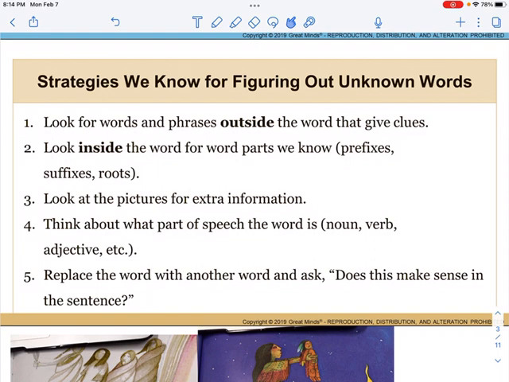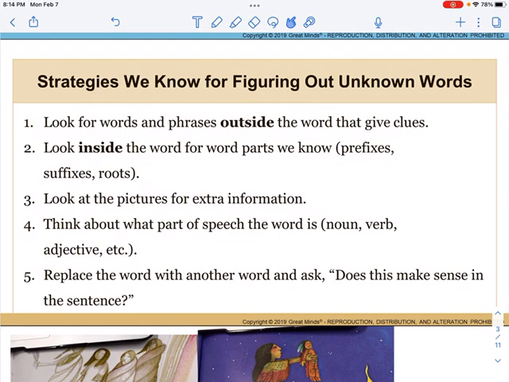Sometimes we don't know what specific words mean while we're reading. Here are a few strategies that we know for figuring out unknown words. The first one says, look for words and phrases outside the word that give clues. You might know this as context clues. Number 2, look inside the word for word parts we know. Look at prefixes, suffixes, and the root or base word.